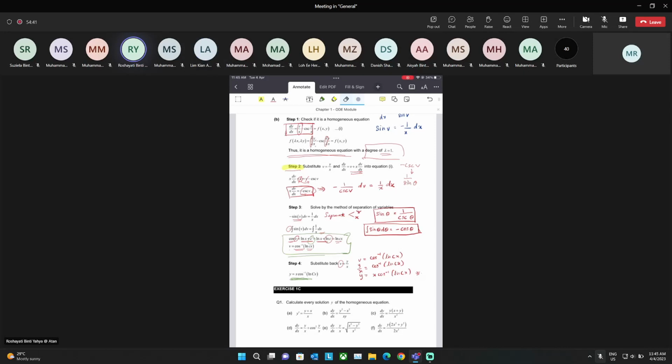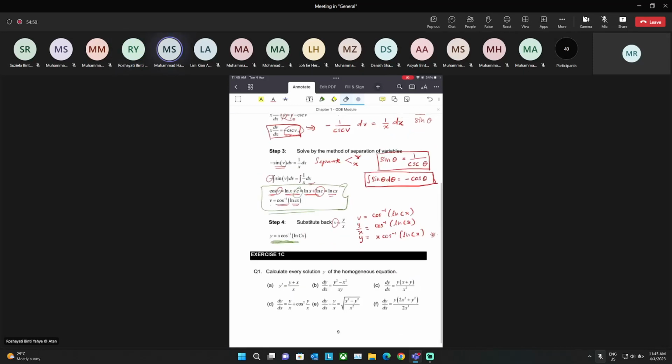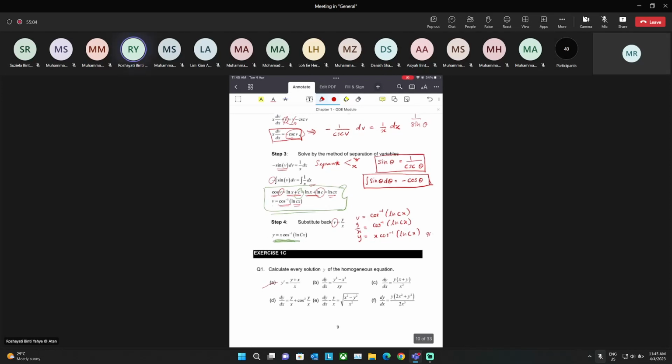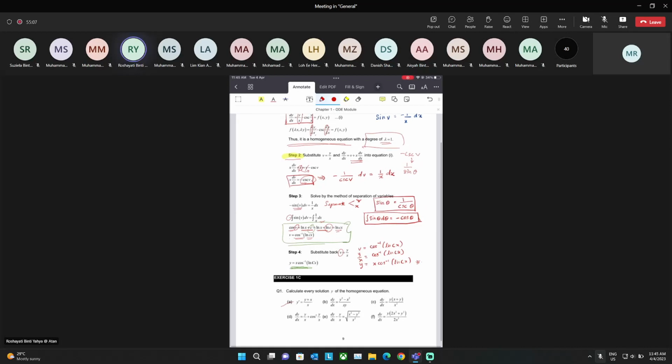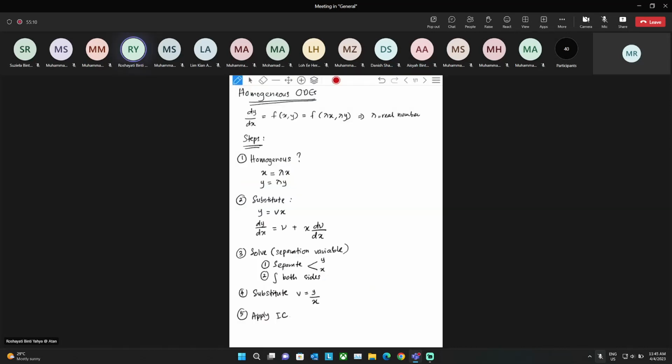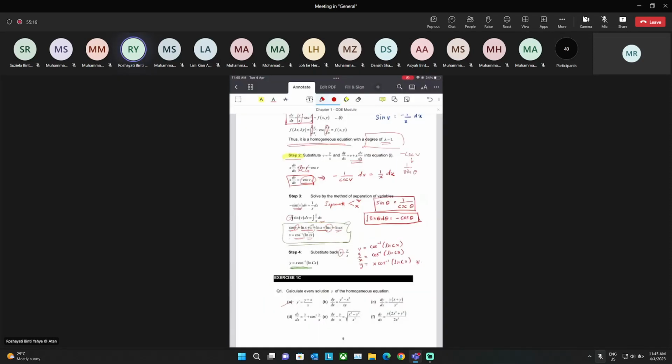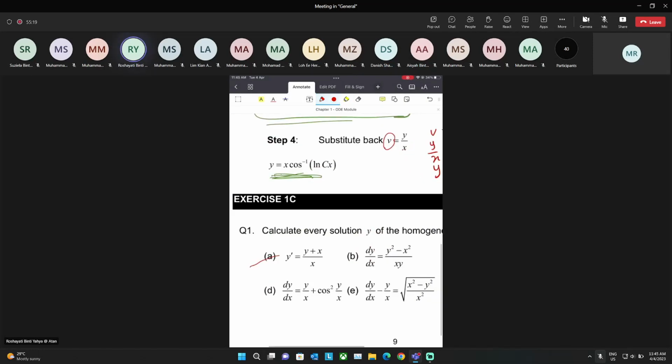So, exercise 1C. Can we go to the first exercise? Okay, kita pergi A. Question 1A. Buat dulu. Nak tengok steps tak? Tengok saya kasih step saya. Lebih ringkas bagi saya. Soalan dah salin tak? Sudah. Salin dulu soalan ni. Y prime equal to Y plus X over X.